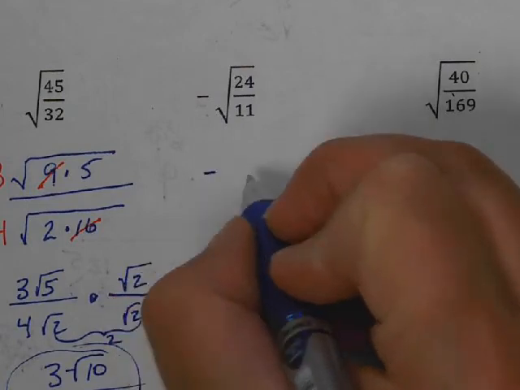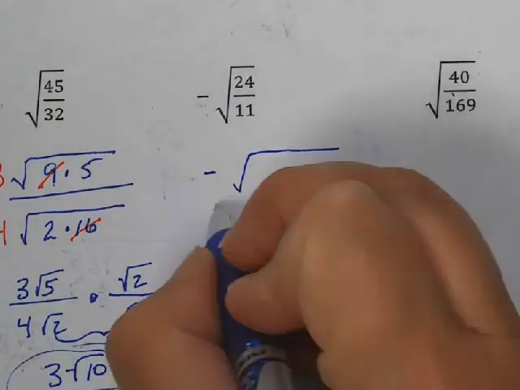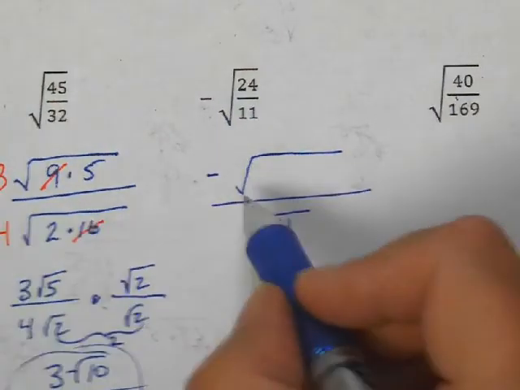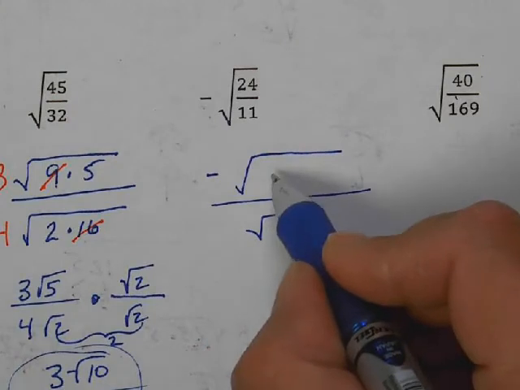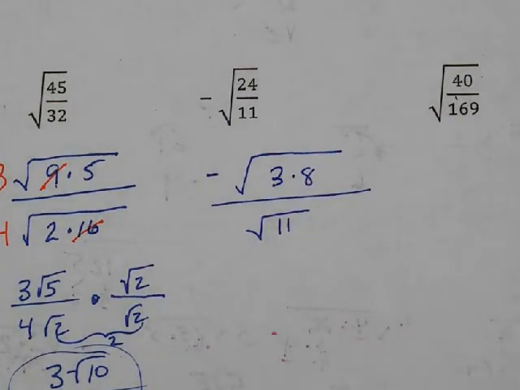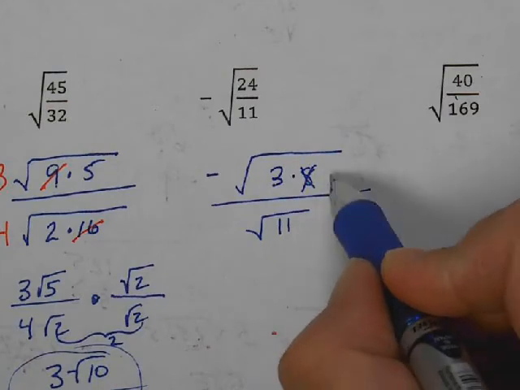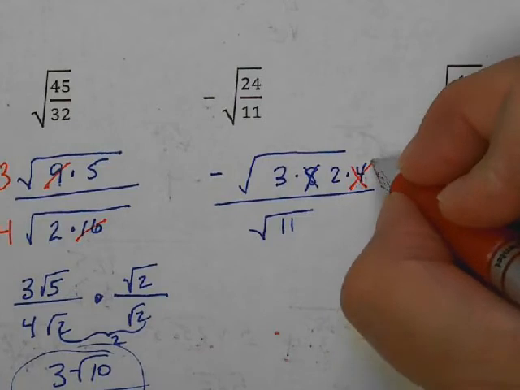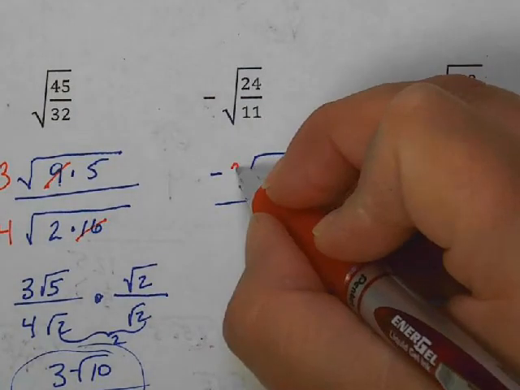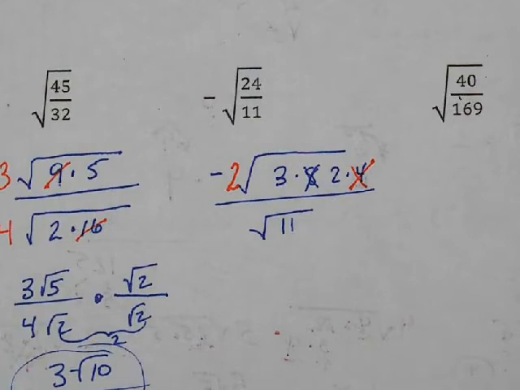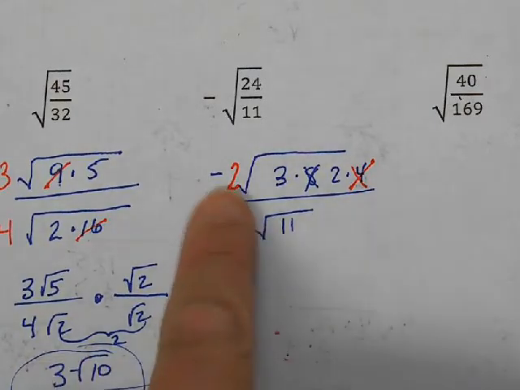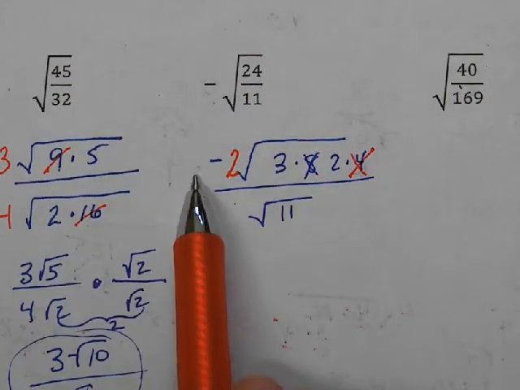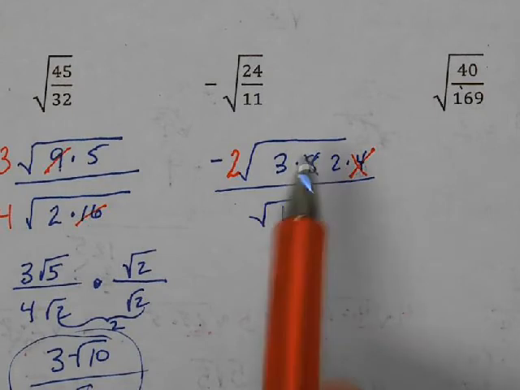This is negative, and on top I'm going to factor 24, and on the bottom I'd factor 11, but it doesn't factor. So on the top I would probably pick 3 times 8. 3 is a prime number, but 8 isn't. 8 is 2 times 4. And I know that the square root of 4 is 2. Notice where I put the 2. I put it between the negative sign and the radical. Because when you multiply these, this makes sense. Negative 1 times 2 is negative 2. But if you put the 2 here, it looks like 2 subtract this. And I want it to be multiplied.